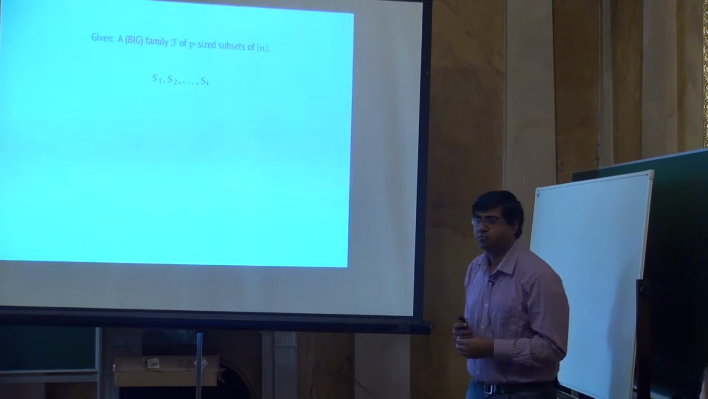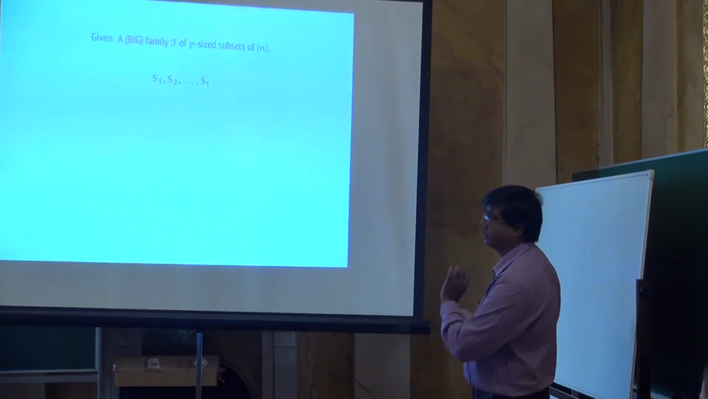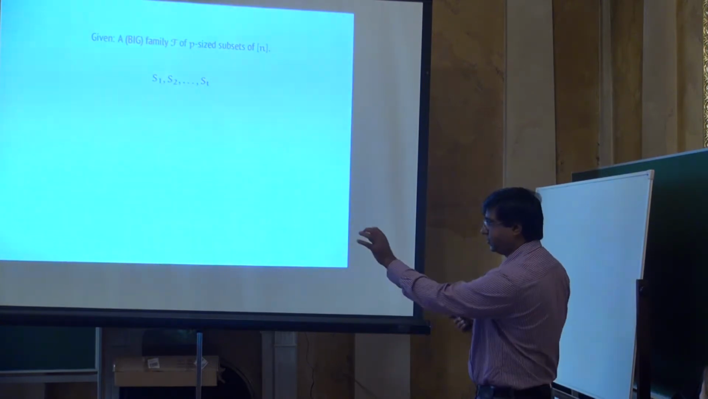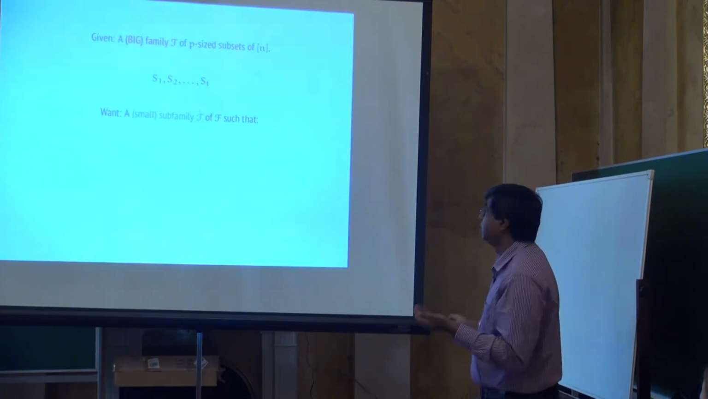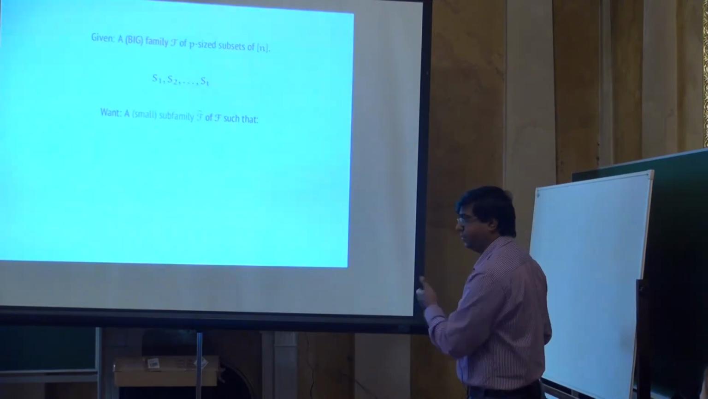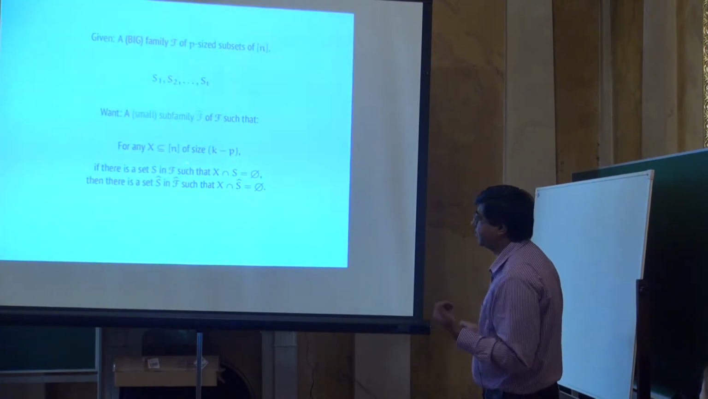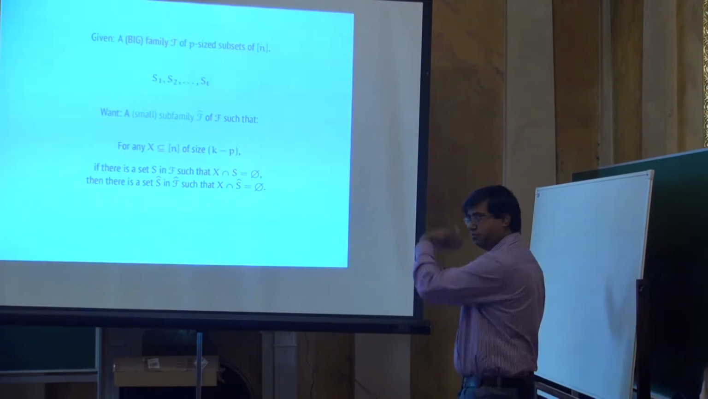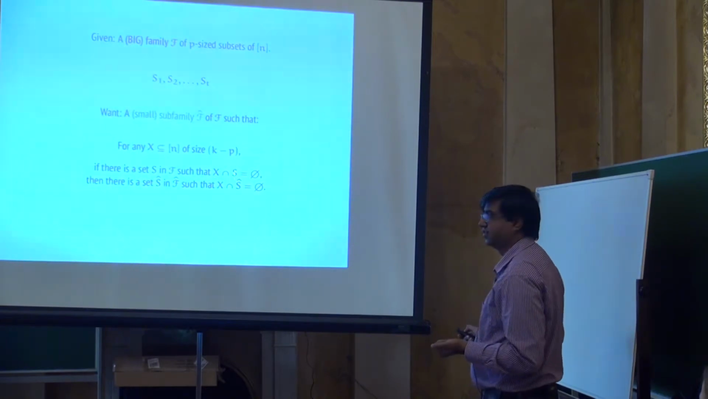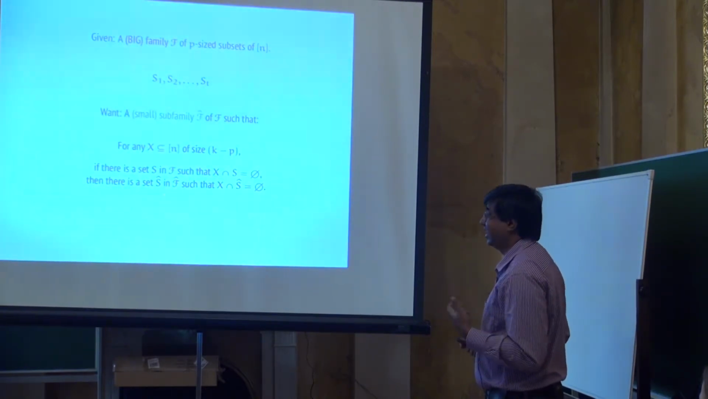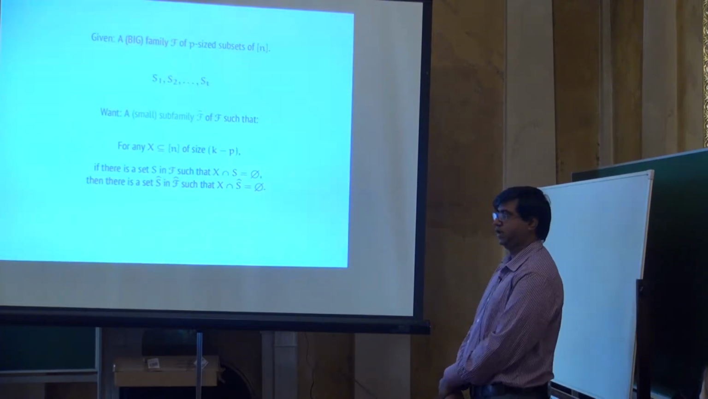So what do we have as a question? We have been given a big family F of p-size subsets of n. Now think of these sets which we are storing as some p-size sets, S1 to St. What do we want? A small subfamily F hat of F, such that for any X subset of n of size k minus p, if there is a set S in F such that X intersection S is empty, then there is a set S hat in F hat such that X intersection S hat is empty. It's just a mathematical question.